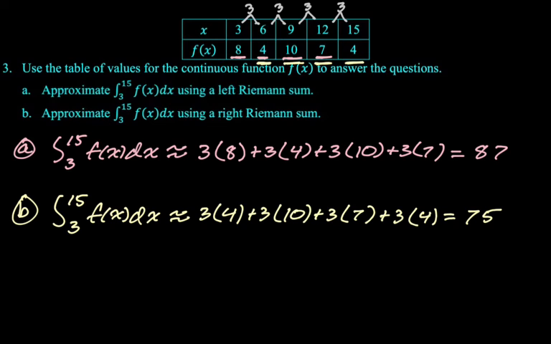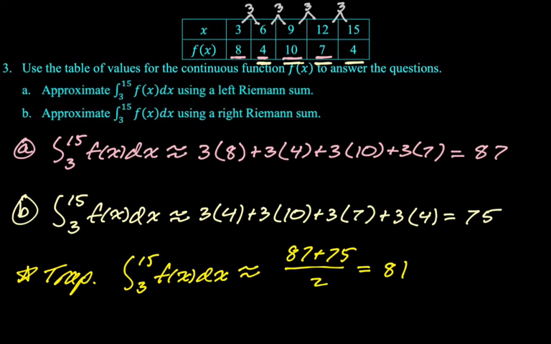Now, a really interesting thing it's not asked about here, even in the next part, would be the trapezoidal approximation. The trapezoidal approximation is the average of the left and the right approximations. So if we were to calculate the trapezoidal approximation at this point, we know that the integral from 3 to 15 of f of x dx is approximately 87 plus 75 over 2, which is 81. So it's really important to realize trapezoids are the average of left and right. The midpoint sum is kind of on its own. There's nothing really related to it as far as these other sums. So you've got left, right, and then the average of left and right is your trapezoidal sum.